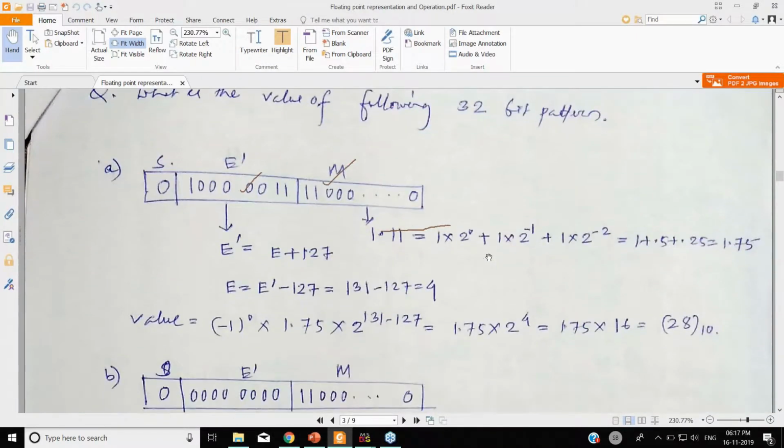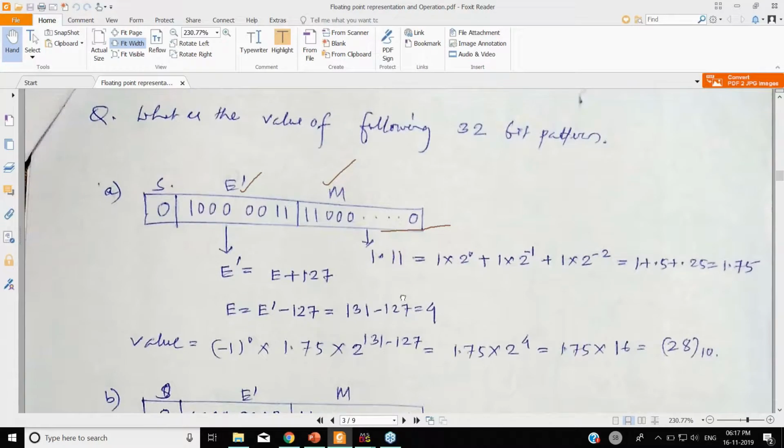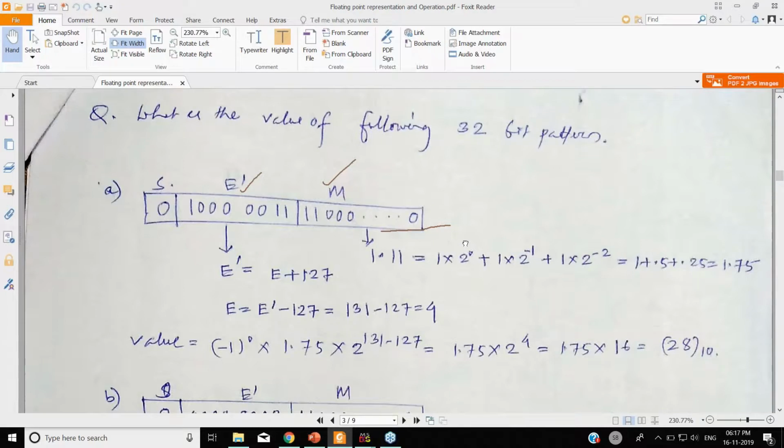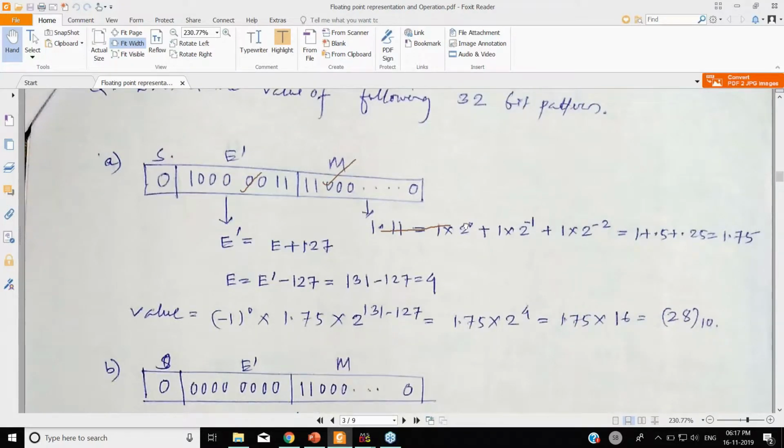Before that, let us see two more examples with this interpretation. What is the value of the floating point number with the following bit pattern? The bit pattern is like this. Can you find the value of it? Take time and try to evaluate this.